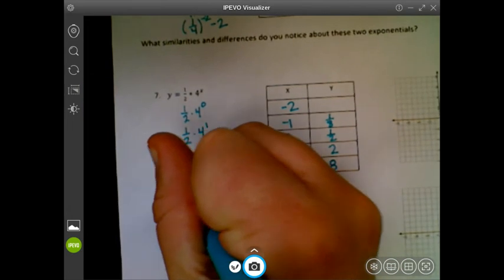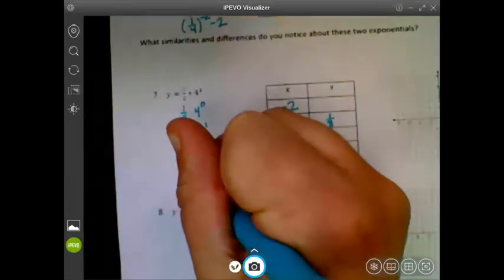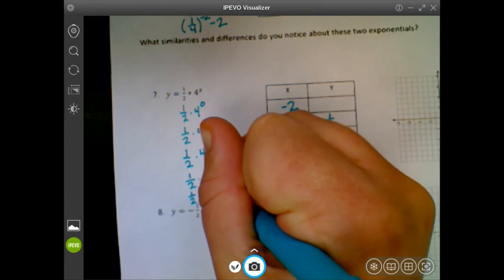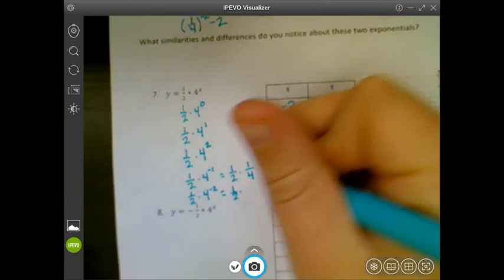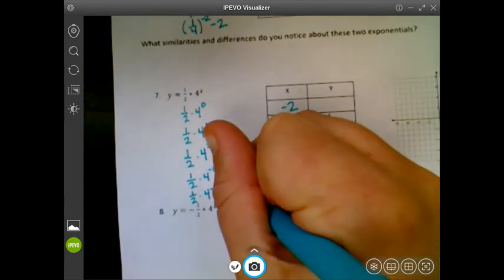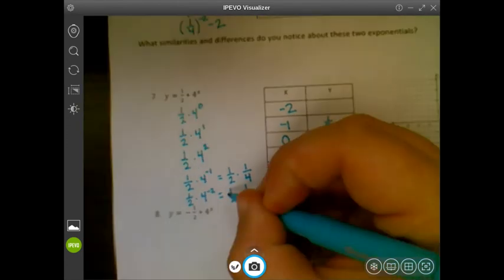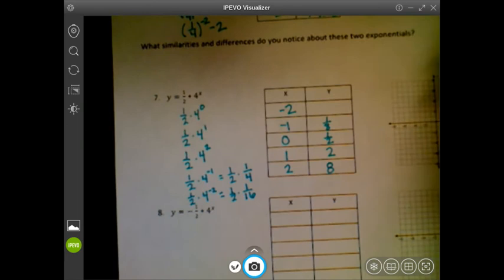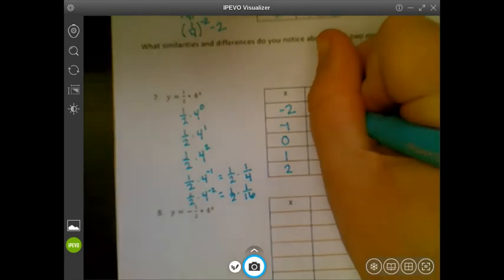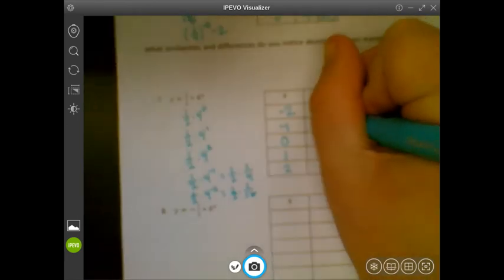All right, and last but not least, 1/2 times 4 to the negative second. So that would be 1/2 times, well, 4 to the negative second is 1/4 squared, so 1/16. Multiply across the top, multiply across the bottom. We'd have 1/32.